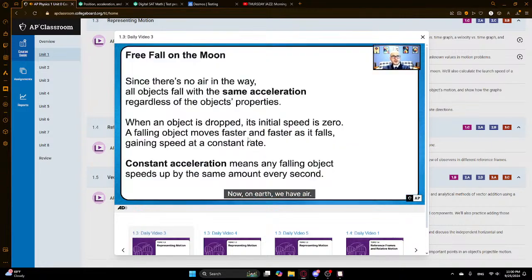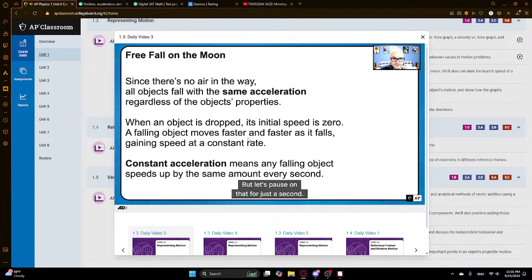Now on Earth we have air, but let's go to the moon. Since there's no air in the way when something falls on the moon, all objects would fall with the same acceleration. And we're here to talk about the very specific case of free fall near the surface of planets or moons. So if we use our moon as an example, it's going to be really convenient. Now, if an astronaut on the moon were to drop some objects, any objects at all, those objects would all fall with exactly the same acceleration, regardless of their shape, color, shininess, material, weight, temperature.